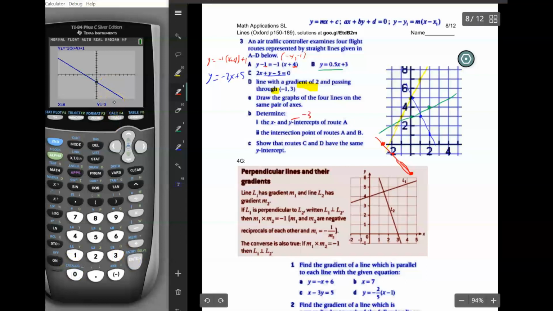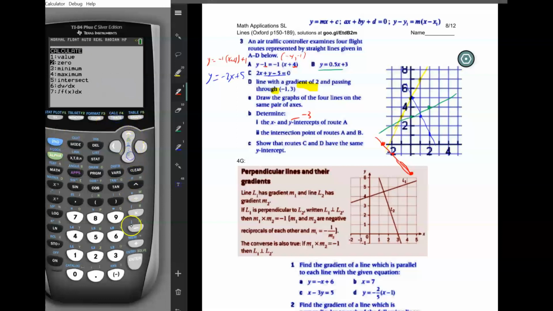How do we find the x-intercept? We're going to do second calc 0, and we're going to see where it crosses the x-axis. And we move the cursor slightly to the left of the x-intercept, which looks like it's about at -3. I'm going to put in like -5. Oops. I think it doesn't like when I press negative. So let's see. Graph again. Second calc, 0.